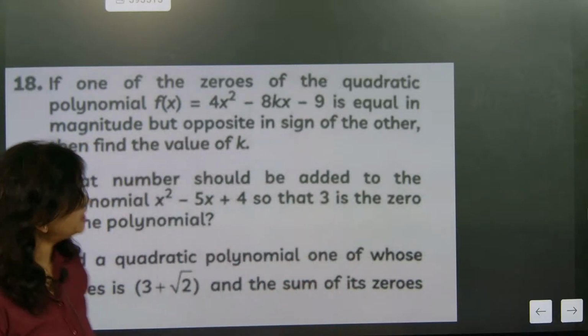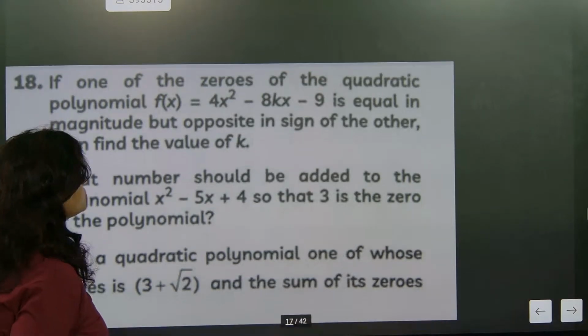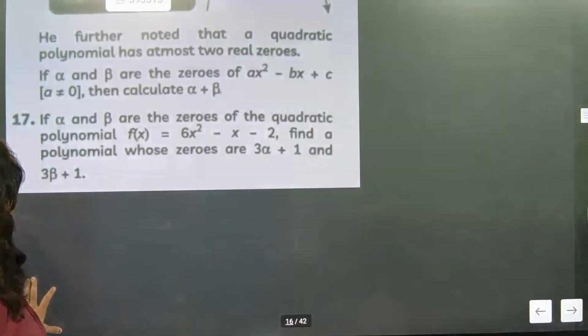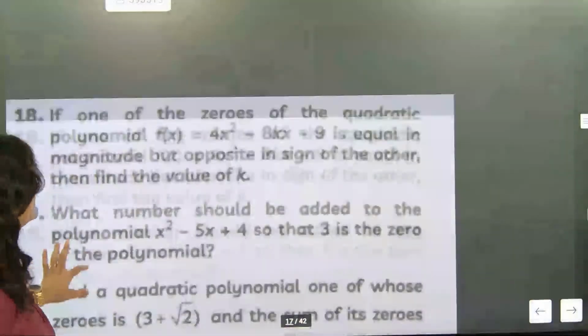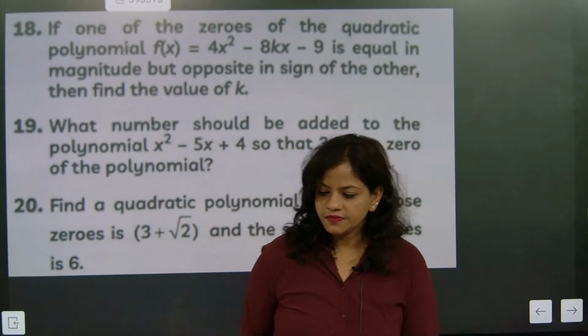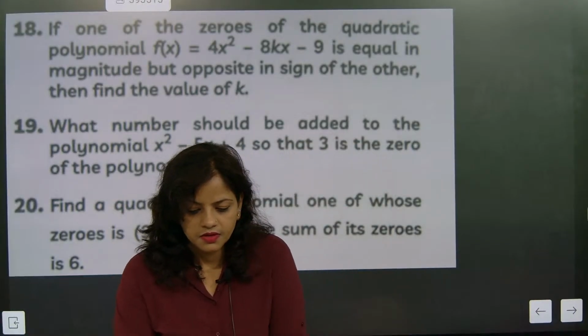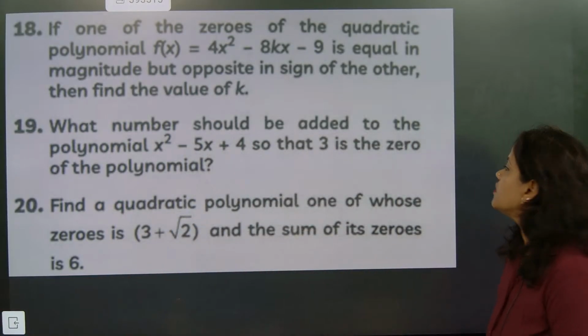So now look here, there was a question: one of the zeros of the quadratic polynomial is equal in magnitude but opposite in sign to the other, then find the value of k. We had to start from question number 18, 19, 20. Come on, start solving the question.